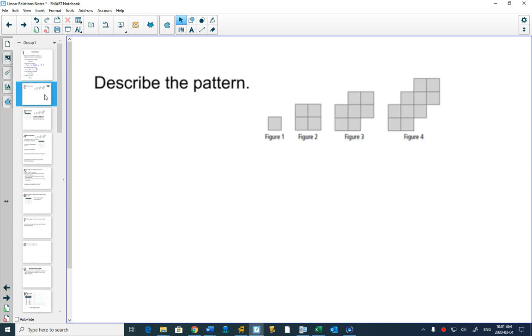Okay? Couple of things. Could you draw figure 5? I'd like to see you draw figure 5 and figure 6 in this one. And then in words, describe what's happening in the pattern. How would you describe how the pattern changes?